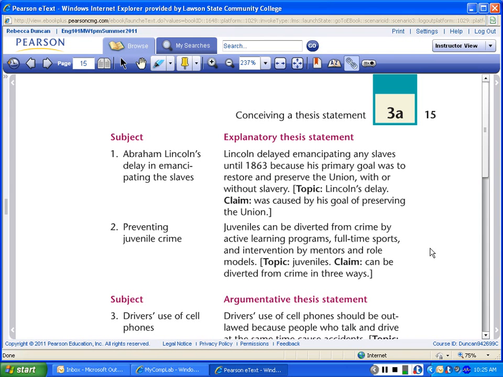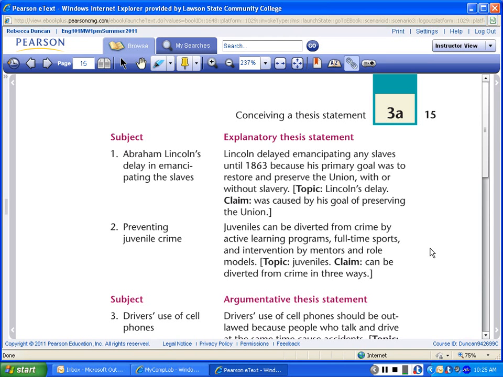So a lot of this has to do with your reader. What do they know? What do they need information about? But you can see it's focused. We know exactly what that paper is going to do. It's going to explain how Lincoln delaying the emancipation until 1863 fulfilled his goal to restore and preserve the Union. Let's take a look at the other one.